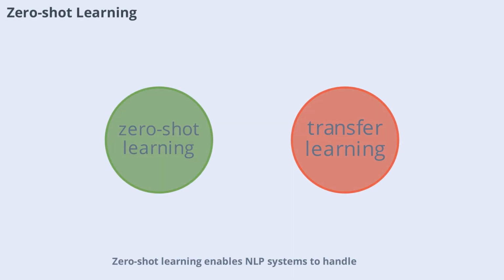Zero-shot learning enables NLP systems to handle tasks or categories they haven't seen during training. By leveraging general language understanding and transfer learning, these systems can make predictions about new, unseen data. Zero-shot learning is especially useful for scaling NLP applications to new domains without extensive labeled data.